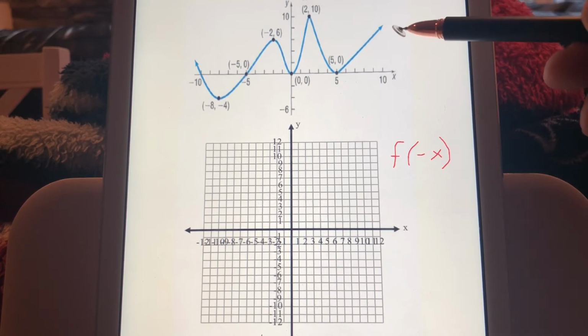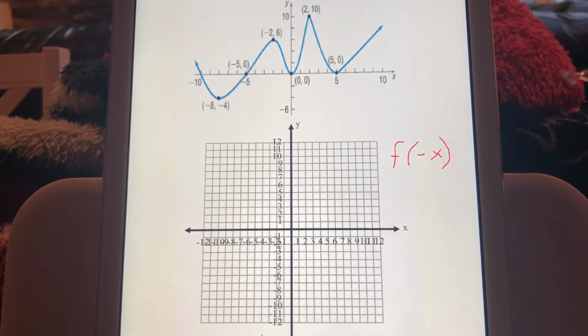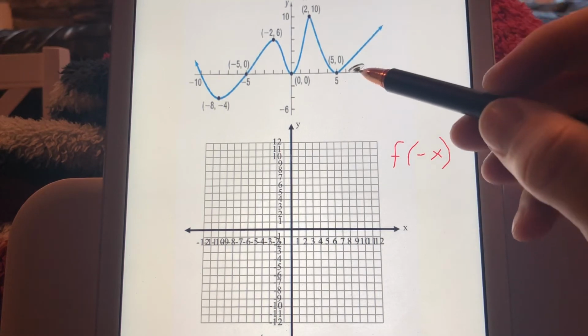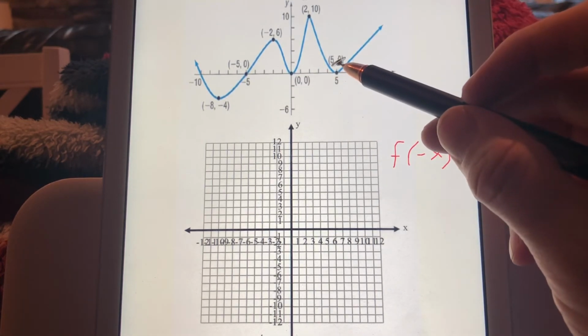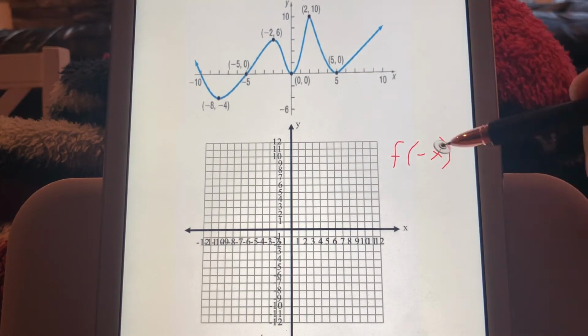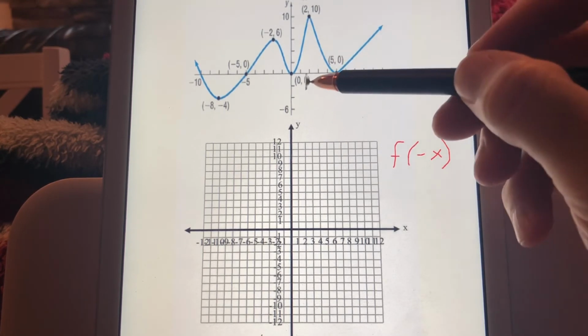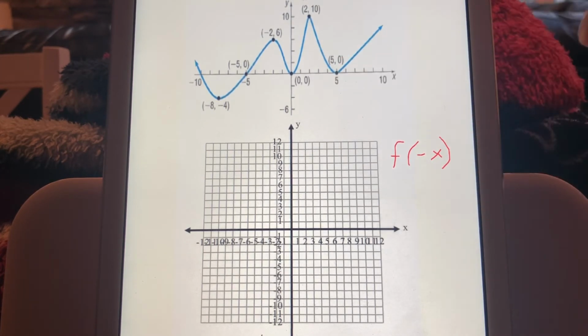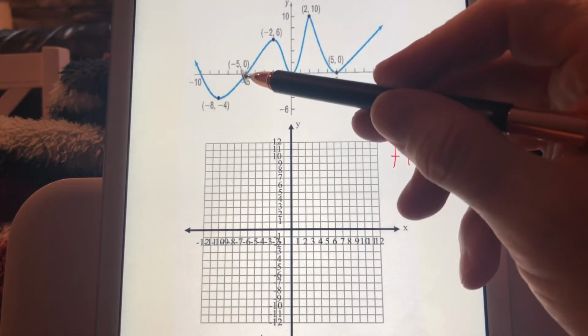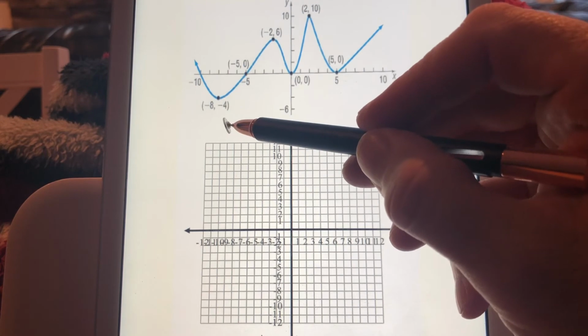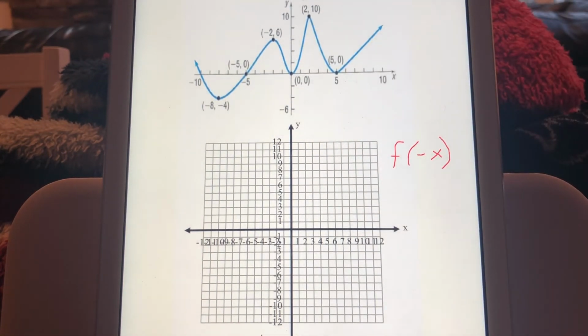We're given this function here that you see already graphed. In our first problem, we want to graph f of negative x. We need to remember that's a reflection about the y-axis, and we're replacing all the x-coordinates that you see here with a negative x. I'm going to go from right to left. Instead of being 5, 0, it's going to be negative 5, 0. So negative 5, 0, negative 2, 10. This stays 0, 0, because 0 doesn't have an opposite. This would be 2, 6, 5, 0, 8, negative 4, and 10, 0 for that last point.